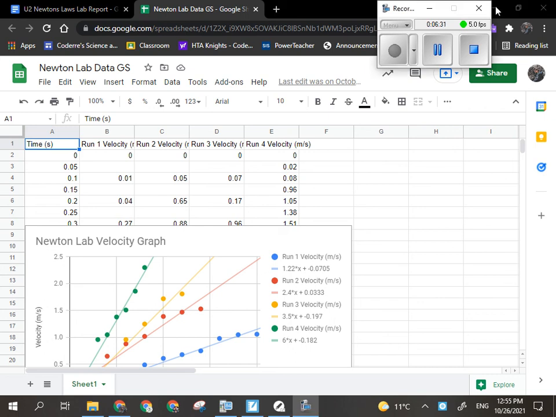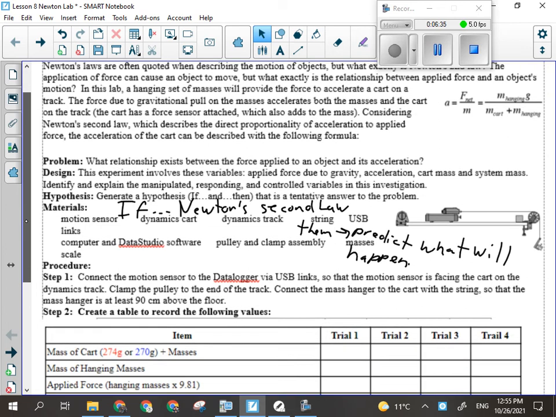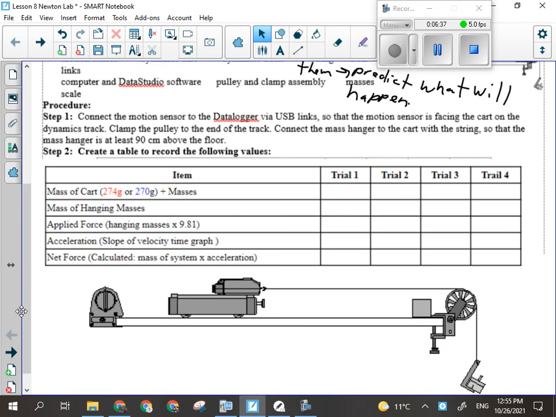All right, so the lab will work like this. We're going to have our setup. It doesn't look exactly like this, but it looks essentially like this. We'll have the cart. The cart has all the sensors in it, so you don't need this thing back here. We don't use those anymore because now it's all in the cart.